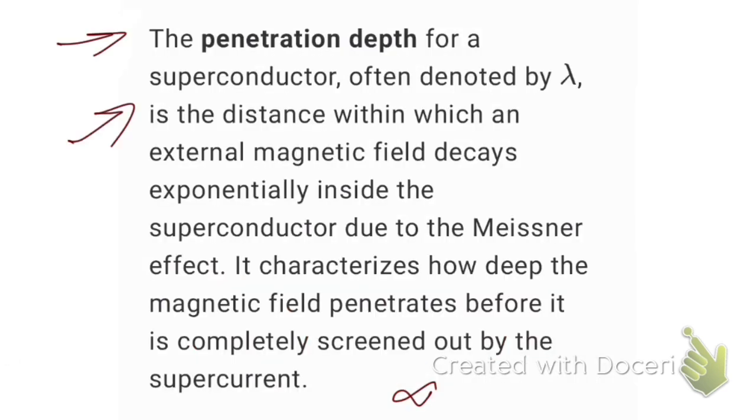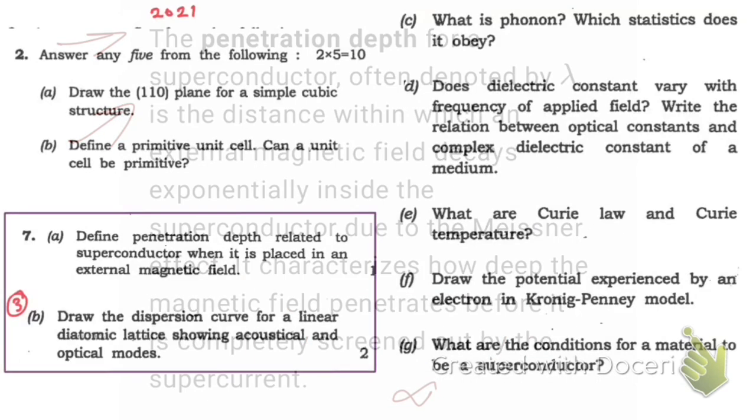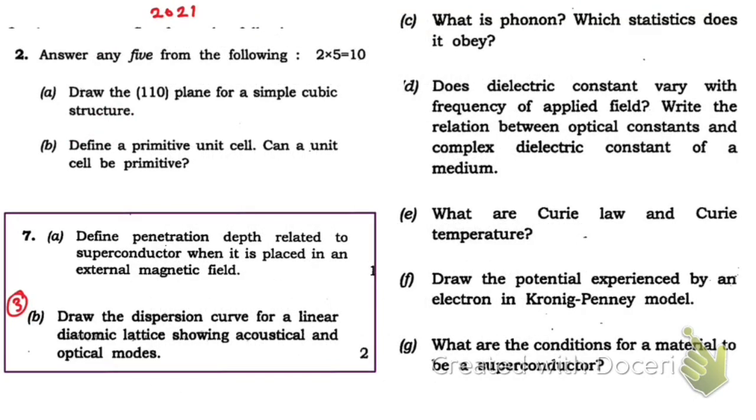Now we're going to solve the 2 marks questions of this 2021 paper. Here question number 2a is to draw the 110 plane. The Miller indices are given. The reciprocal of 1 is 1, the reciprocal of 1 is 1, and the reciprocal of 0 is infinity. Now you see how to draw this.